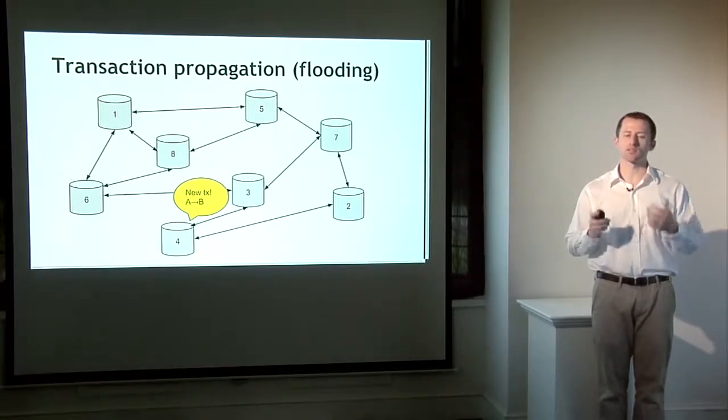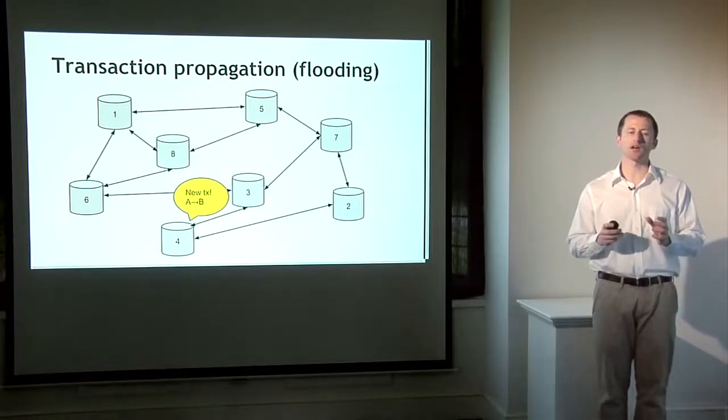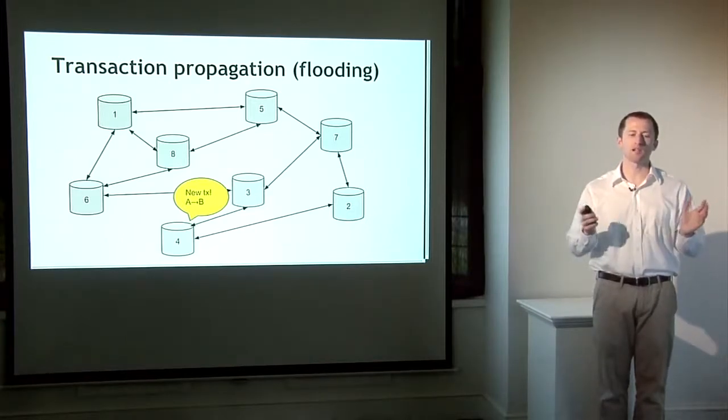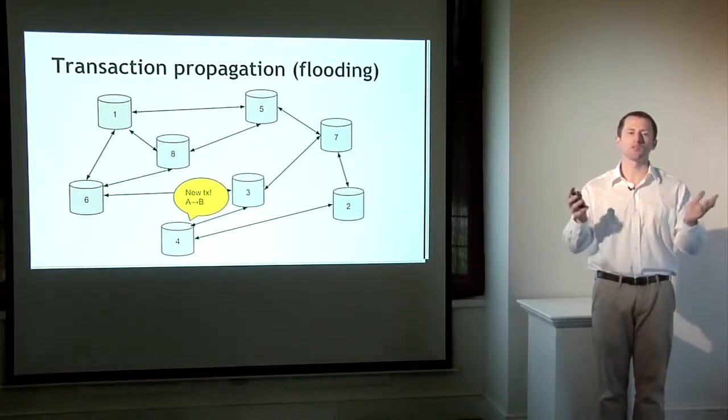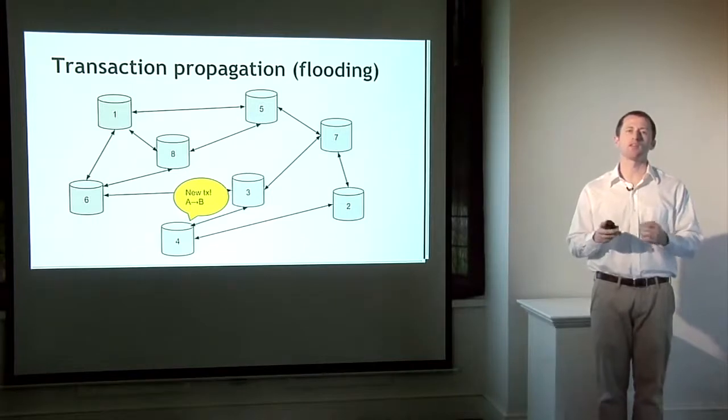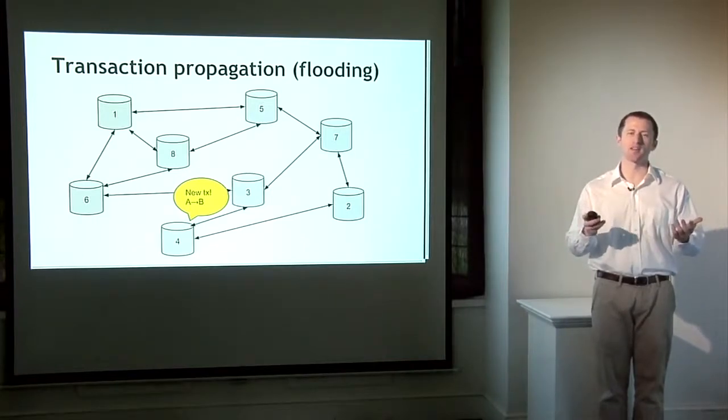Now node 4 says, great, I've got a new transaction. Alice wants to pay Bob. Let's tell everybody about it. Sometimes this is called a gossip protocol because it's very simple. If you have news, you try to tell as many people as you can, and they try to tell as many people as they can, much like people gossiping in the real world.